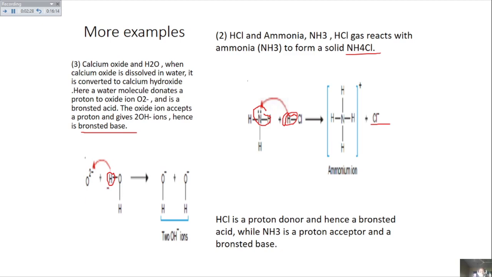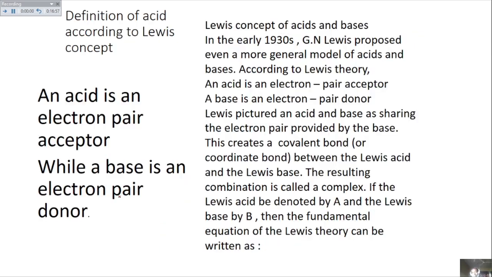And when it accepts this particular proton, it becomes what? It produces what we call 2OH, that is 2 hydroxide ions in water. Because it's accepting a proton from water itself, this hydroxide becomes what we call Brønsted what? Base. While this one is giving it, the water becomes what we call a Brønsted acid. Therefore, in the reaction, calcium oxide can react as a Brønsted what? Base, while H2O here can react as a Brønsted what? Acid. Good. Now the definition of acid according to Lewis concept.